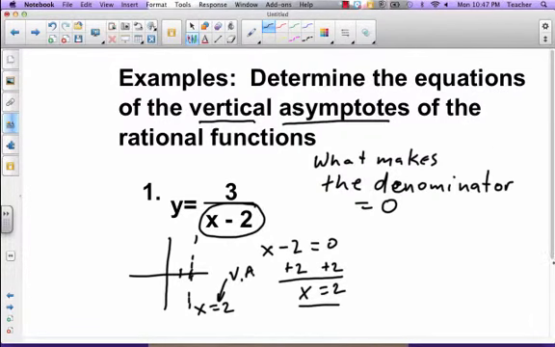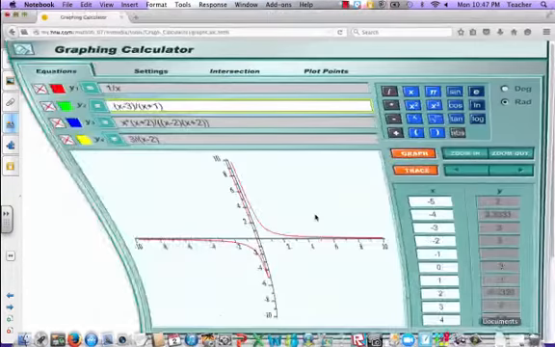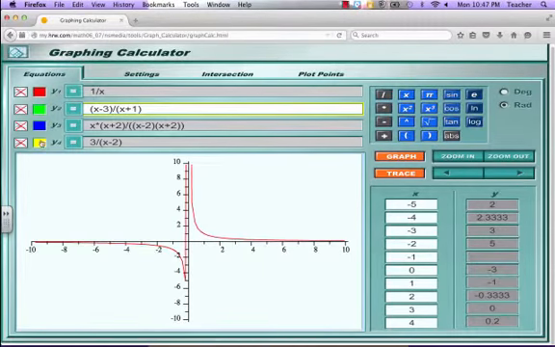Back to the grapher, what this would look like would be something like this. So we notice at x equals 2, where the grapher puts that solid line, this would be a dotted line that the graph will not cross.